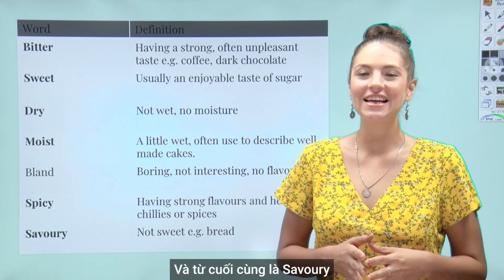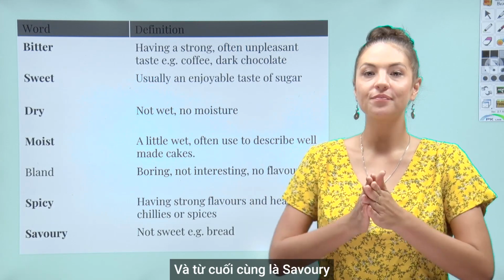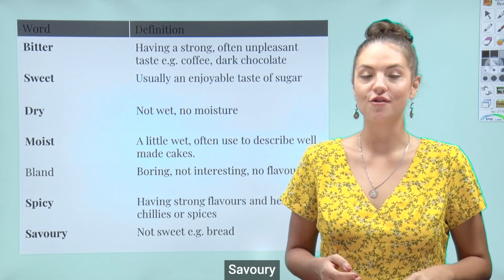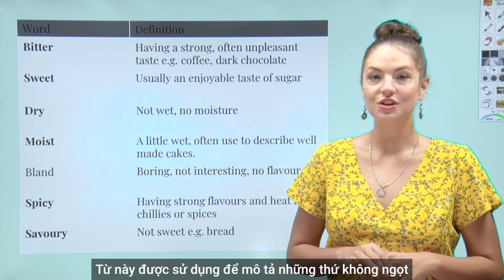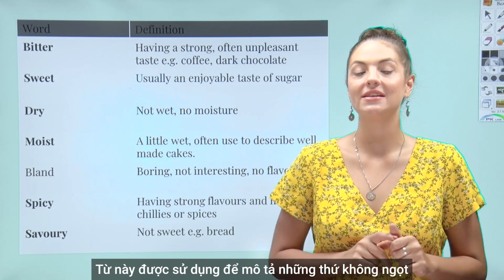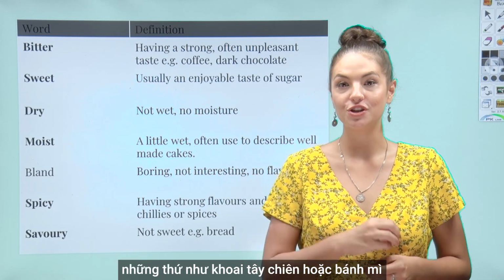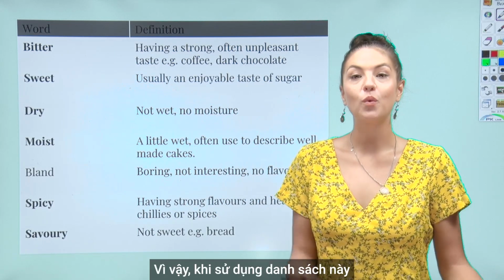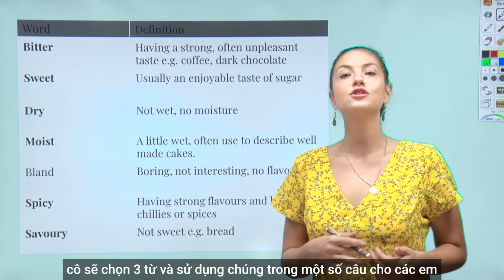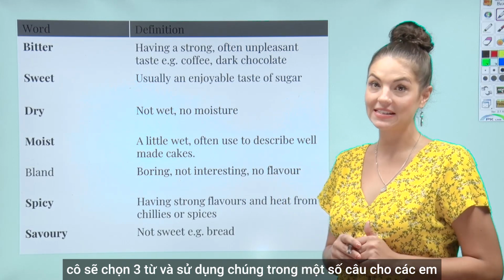And the last word is savoury. This is used to describe things that are not sweet, so things like potato chips or bread. So, when using this list, I'll choose 3 words and use them in some sentences for you.